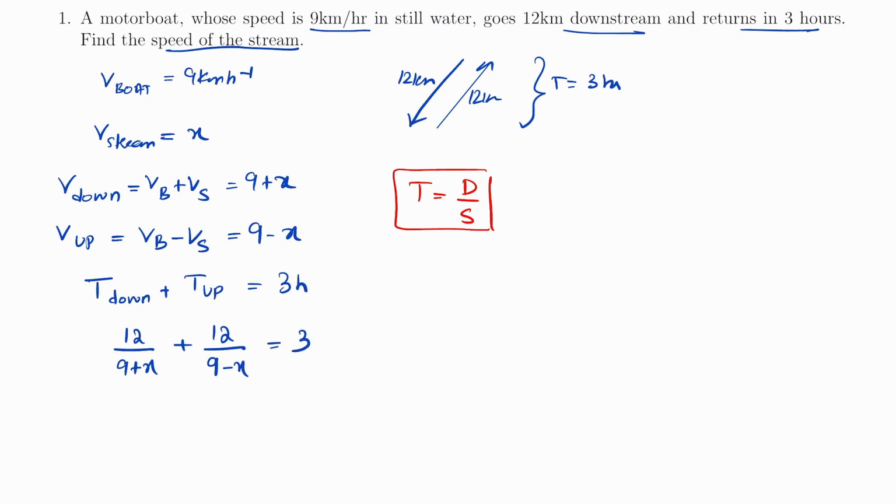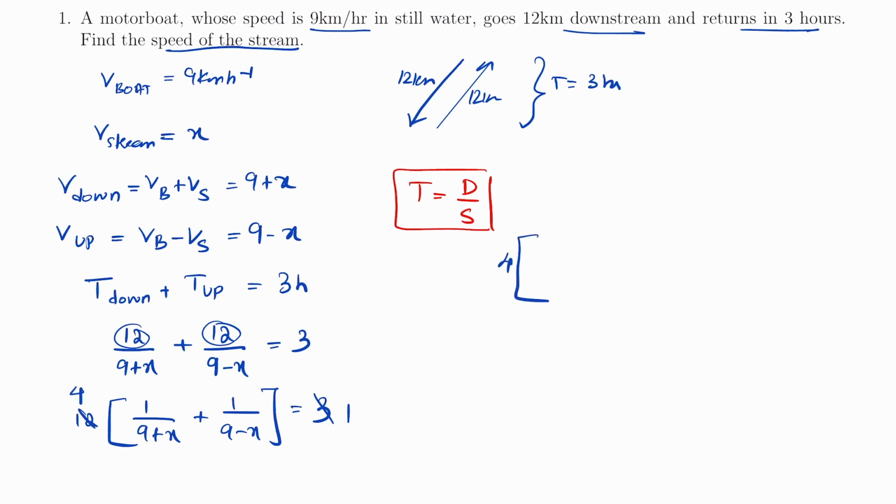This is equal to 3. So first, let's take 12 common out. If we take 12 common out, you will get 1 by 9 plus x plus 1 by 9 minus x, which is equal to 3. So let's cancel 3 and 12, and you'll get 4. So 4 into, inside the bracket, we can multiply 9 minus x into 1, so that will be 9 minus x plus 9 plus x into 1, over the denominators 9 plus x into 9 minus x, which is 81 minus x square, equal to 1.